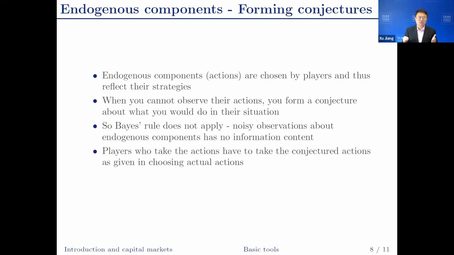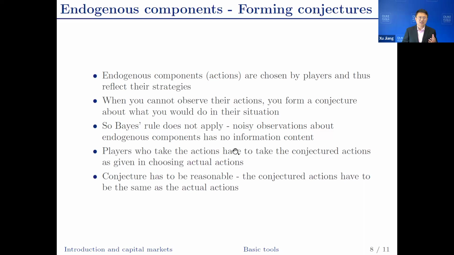Another tricky thing about endogenous components is that they are chosen by some players. And when those players are choosing those endogenous components, you have to be aware in your payoff function, what is the actual component you're choosing? What is the conjecture? When you're choosing the actions, it can only affect the actions you're choosing. It will not affect the conjectured actions. And those conjectures are not arbitrarily chosen. They have to be rational. What it means is that in equilibrium, the conjectured actions have to be the same as the actual action.